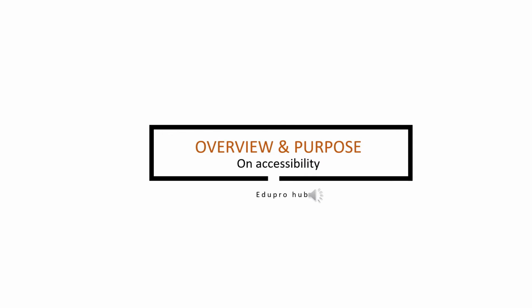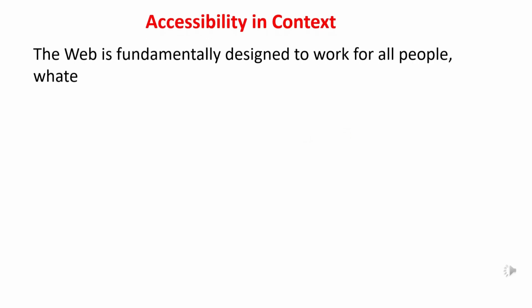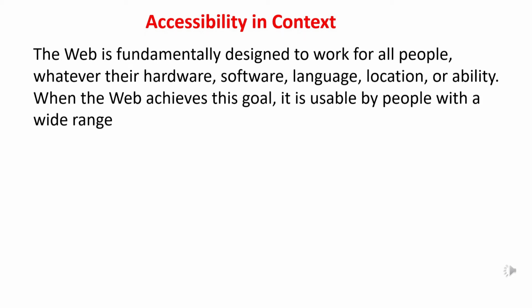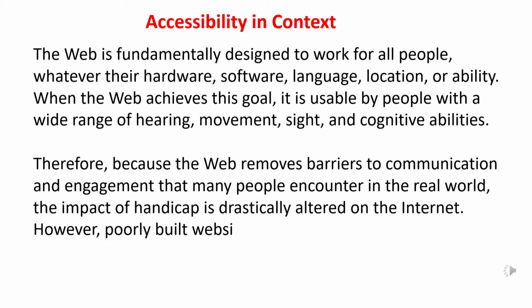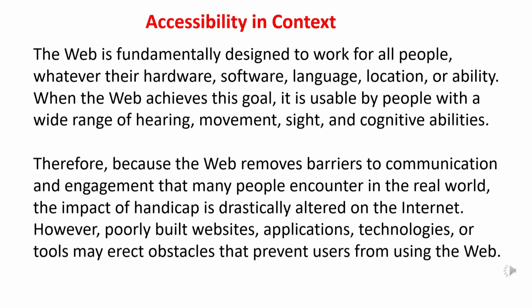Overview and Purpose on accessibility. Accessibility and Context. The web is fundamentally designed to work for all people, whatever their hardware, software, language, location, or ability. When the web achieves this goal, it is usable by people with a wide range of hearing, movement, sight, and cognitive abilities.